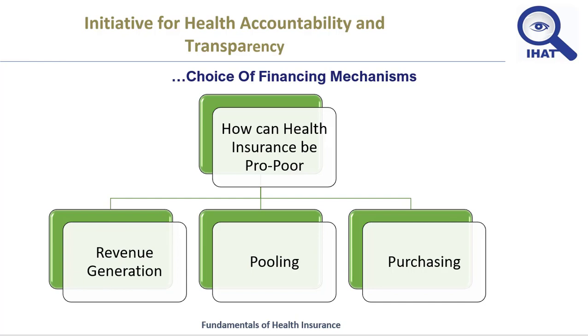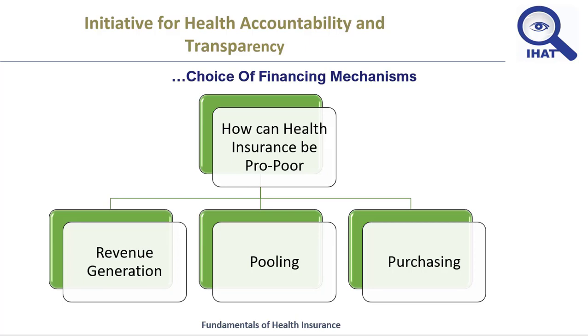Another thing to note under revenue generation is that there should be exemptions of the poor population from user fees or co-payments. There should be contributions based on income, and premiums should be subsidized for the poor. Also, external donor funds can be solicited to subsidize premiums for the poor.